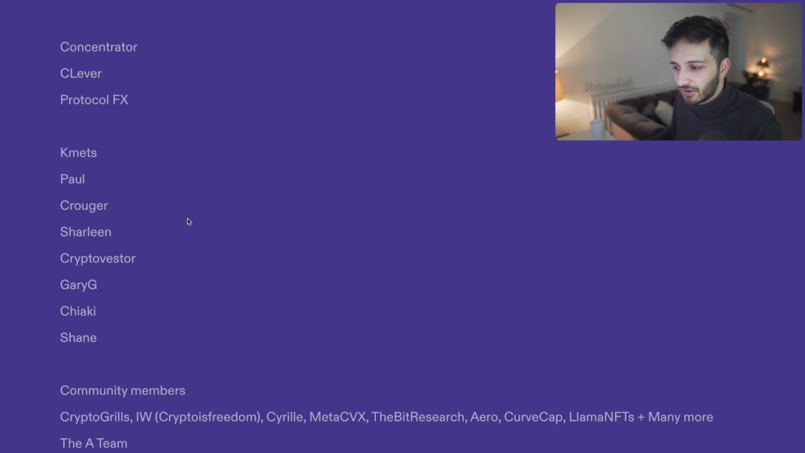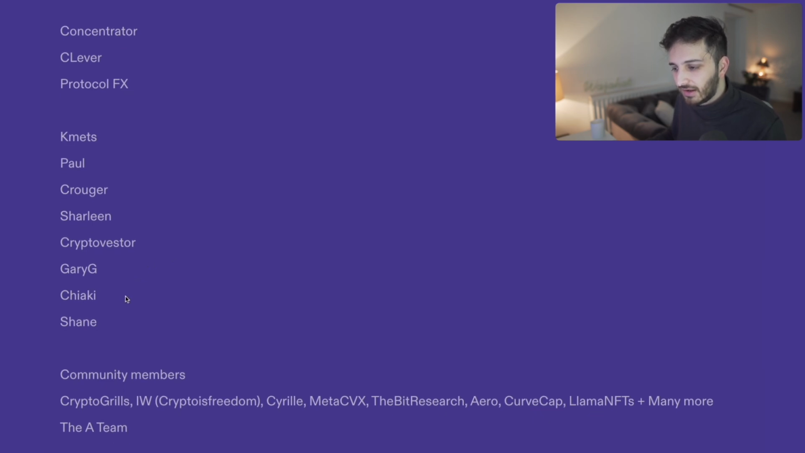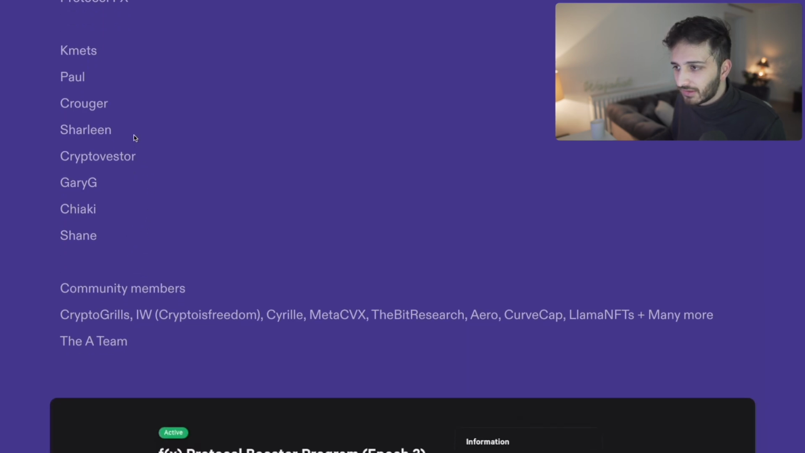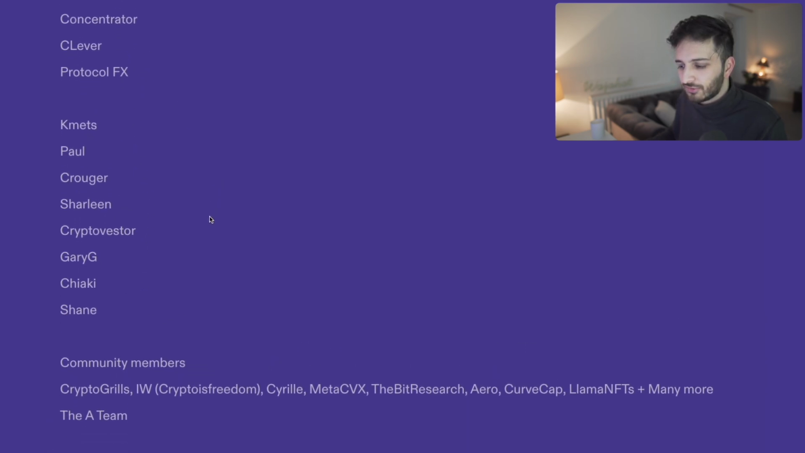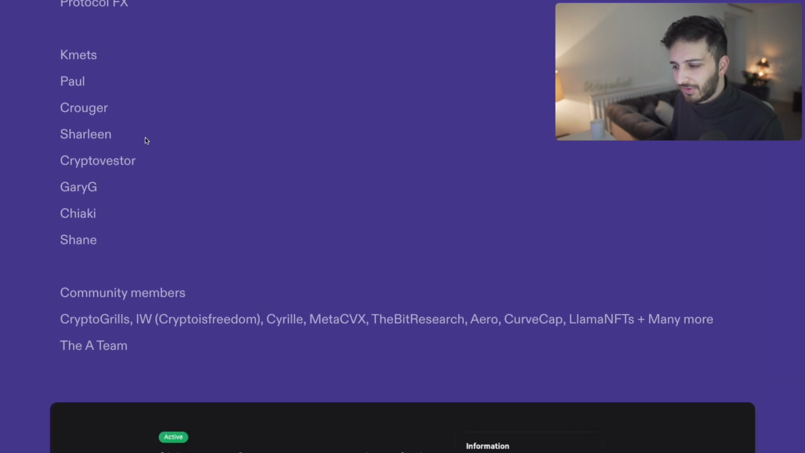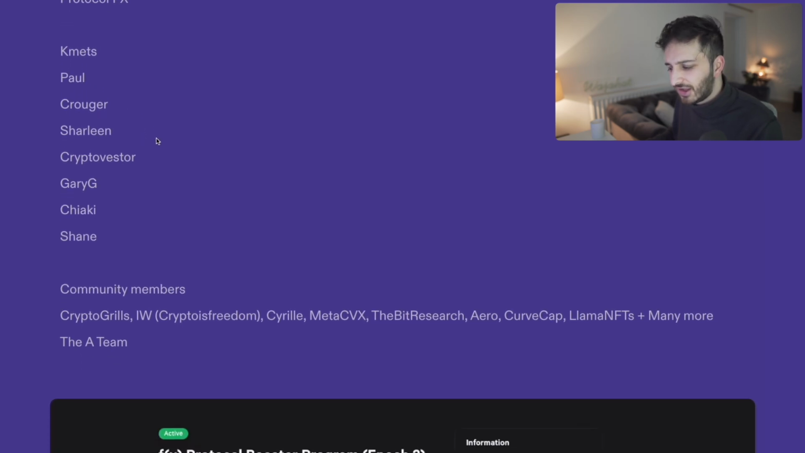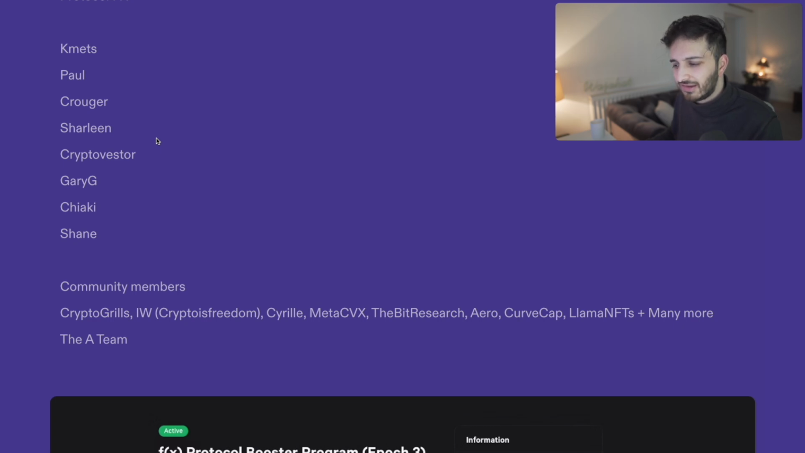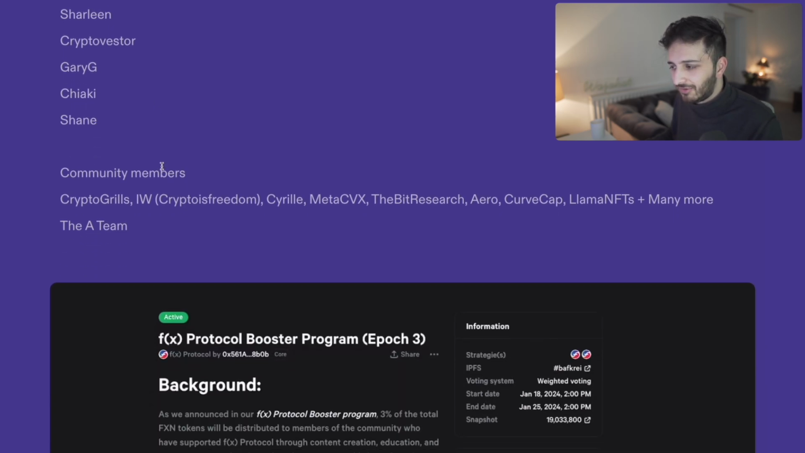Kmetz, Paul, Kruger, Charlene, CryptoVesta, who's been very good at educating the community on this. There's Gary Chiaki, who I believe is one of the engineers, and Shane. Now, the one thing that I really like about Protocol FXN is it goes a lot more than beyond just the team. The community plays a really crucial role in not only educating, but getting the word out there about these amazing assets. And I've just written a few of the amazing names that we have.